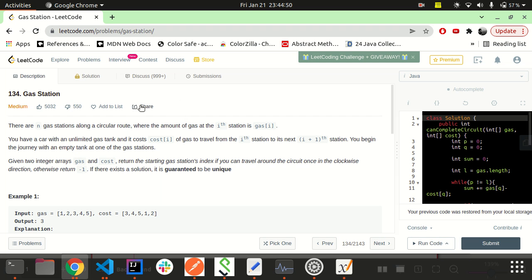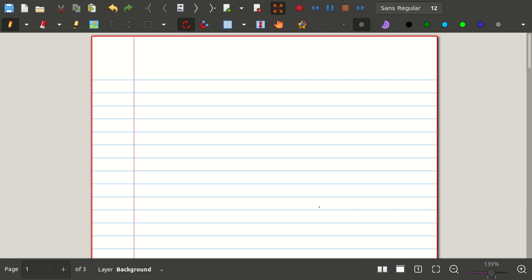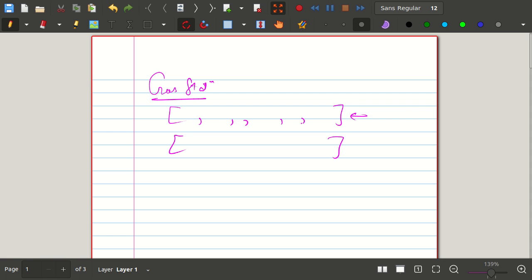Hello everyone. So today we will solve this problem called gas station. Now what we have to do in this problem is we are given two arrays, two same length arrays. One is a gas array and the other is a cost array.